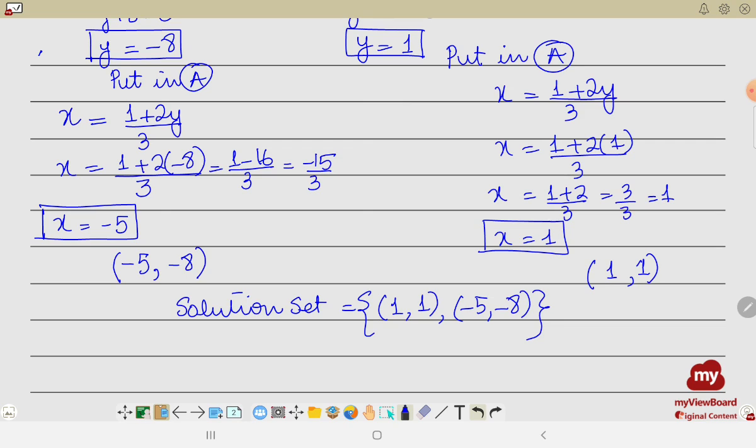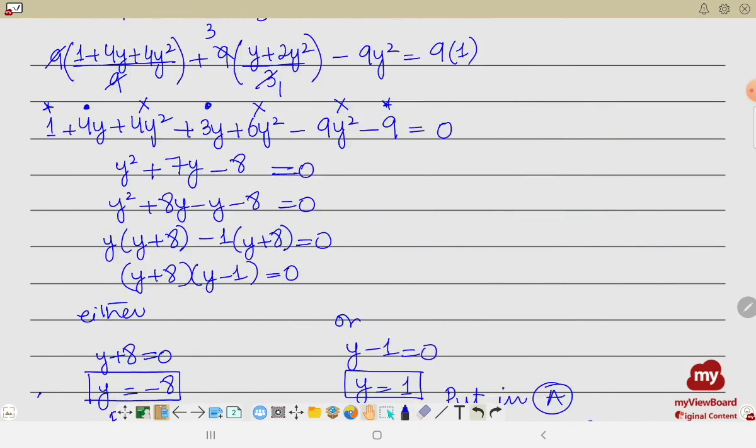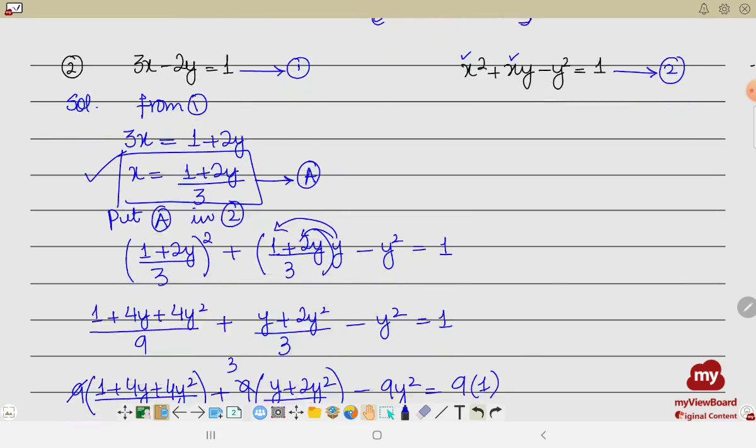So this is how you are going to solve this equation. If one equation is linear and another is quadratic, you just have to find out from the linear equation the value of x, or even you can find out the value of y as well. And then you have to insert the values in the second equation. I hope you understand this sum.